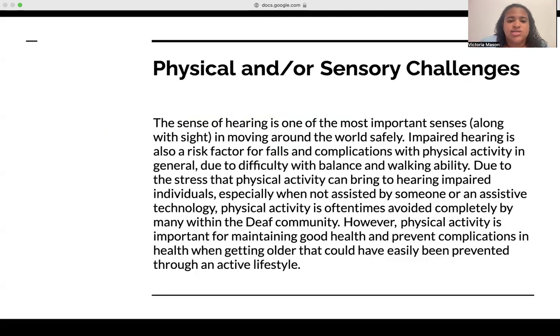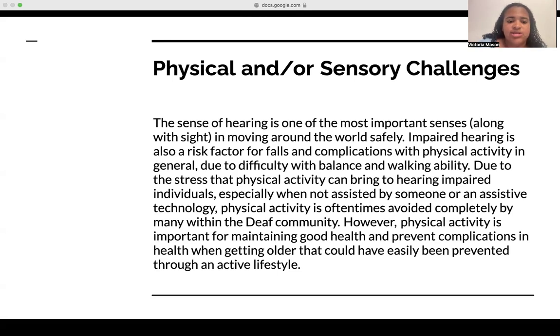Next, we're going to discuss the challenges that hearing impaired students face physically or sensory. The sense of hearing is one of the most important senses along with sight. In moving around the world safely, impaired hearing is also a risk factor for falls and complications with physical activity in general, due to difficulty with balance and walking ability.